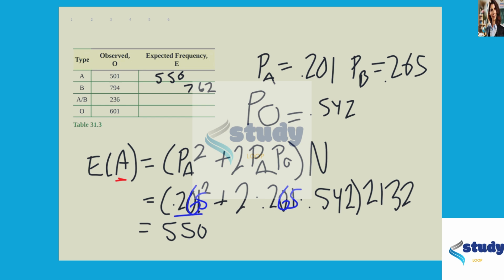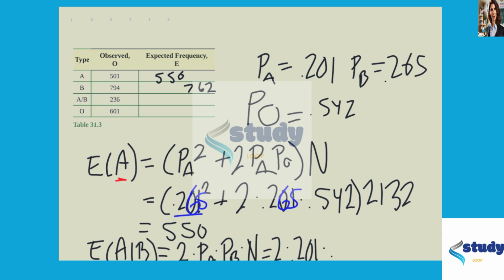Then AB has a little bit of a different equation. The expected value for AB is equal to 2 times the probability of A times the probability of B times N. So that is 2 times 0.201 times 0.265 times 2,132, and that number comes out to 227.